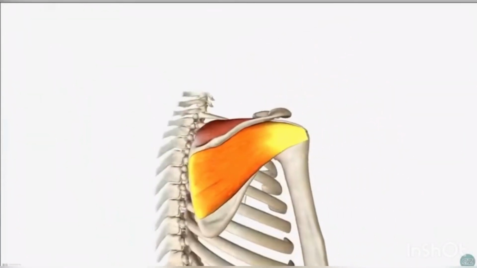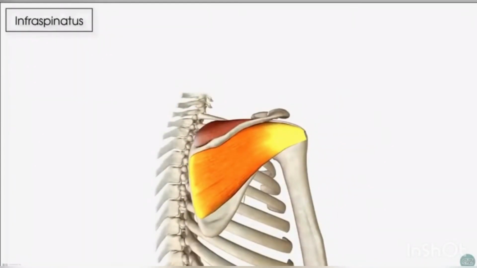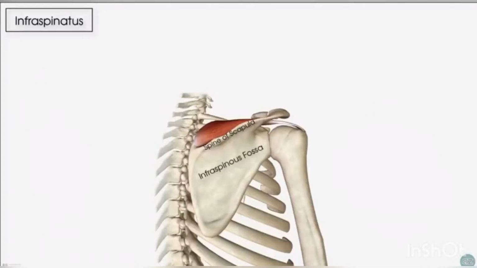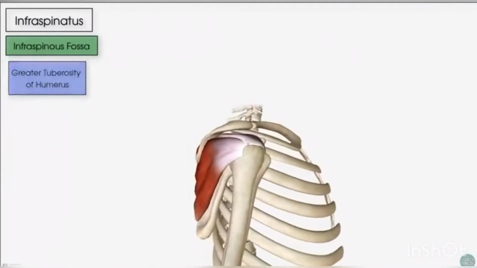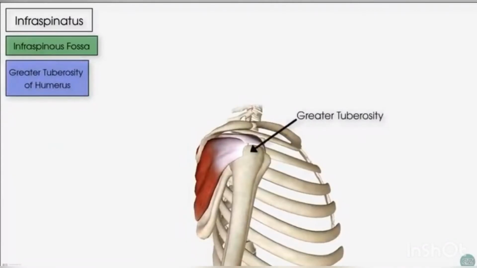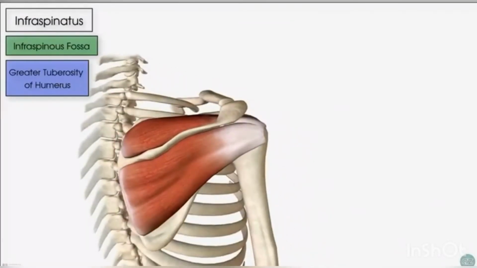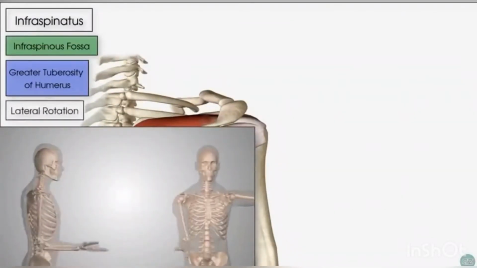The next muscle is the infraspinatus, so from its name we can tell that it's located below the spine of the scapula. And it sits within the infraspinous fossa. The infraspinatus muscle inserts onto the greater tuberosity of the humerus on its middle facet, just below the insertion of the supraspinatus muscle. In isolation, the infraspinatus muscle performs lateral rotation or external rotation of the humerus.